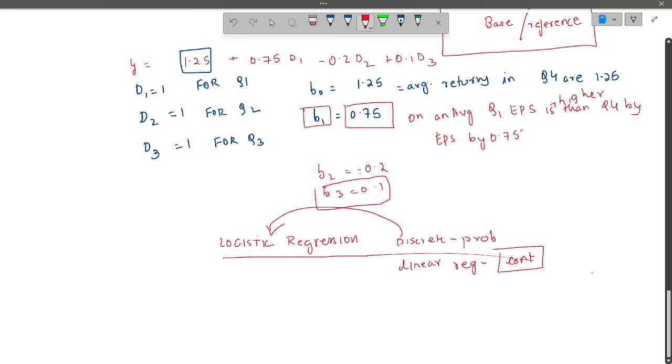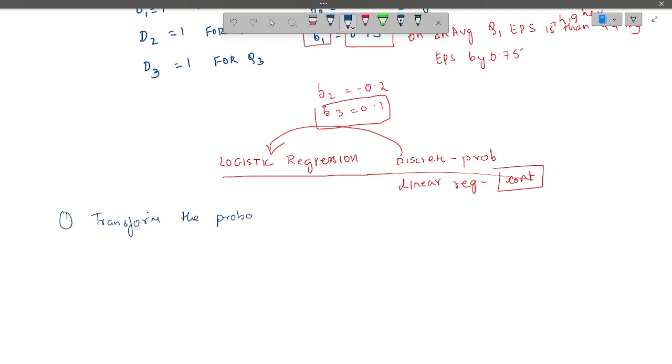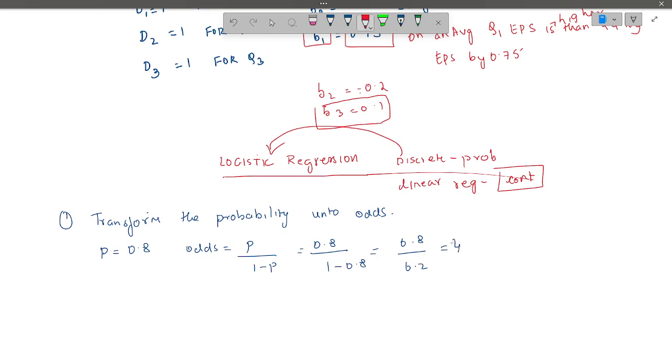So what we do in logistic regression is we first transform the probability into odds. Okay, so what is the odd? Say the probability of something is 0.8. Now its odds are going to be p by 1 minus p. That is 0.8 by 1 minus 0.8, which is 0.8 by 0.2, which is 4. Right? So how am I going to interpret this 4? We are going to say that the odds of this event occurring is 4 is to 1.